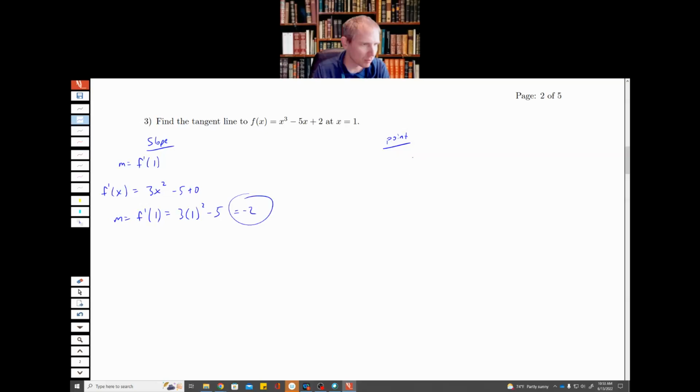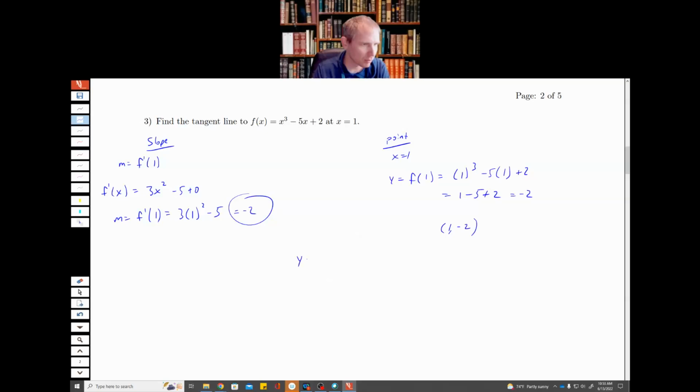Now I need a point. I have an x value. I get a y value by plugging into the function. So y is f of 1. So this is 1 cubed minus 5 times 1 plus 2, which is 1 minus 5 plus 2, which is negative. It's also negative 2. So now I have a point, 1, negative 2, and I have a slope, negative 2.